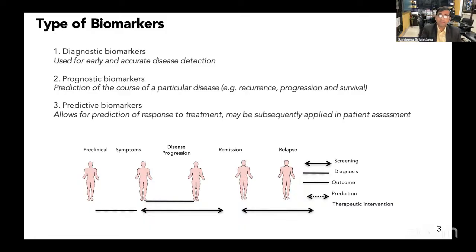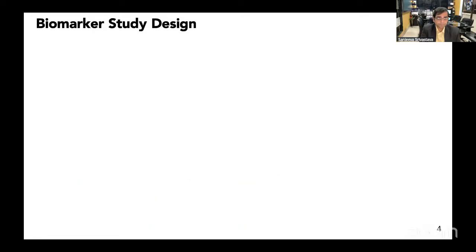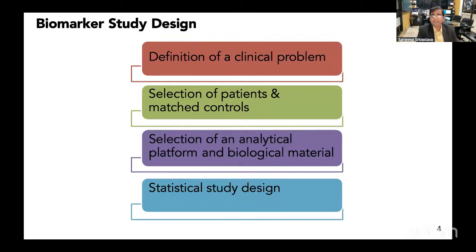and therefore discovering them, it becomes quite useful for taking decisions, whether diagnostic, prognostic, or therapeutic. So biomarker study design starts from defining the clinical problem. What is the actual clinical disease or the stage which we are interested to investigate?